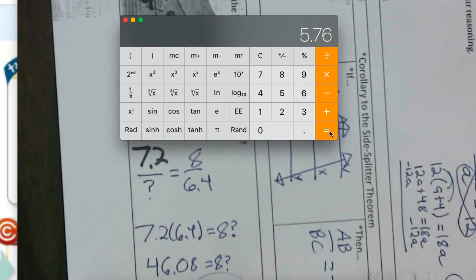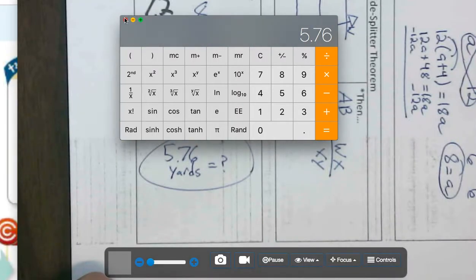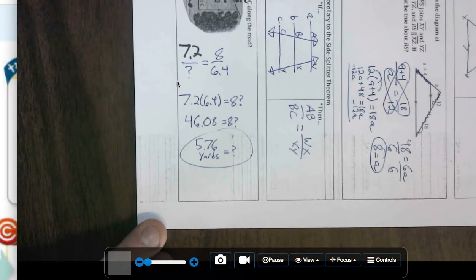Easy, easy, easy stuff. Sorry about that. Here we go. Yeah, you probably want to see that. There you go. All right, cool.